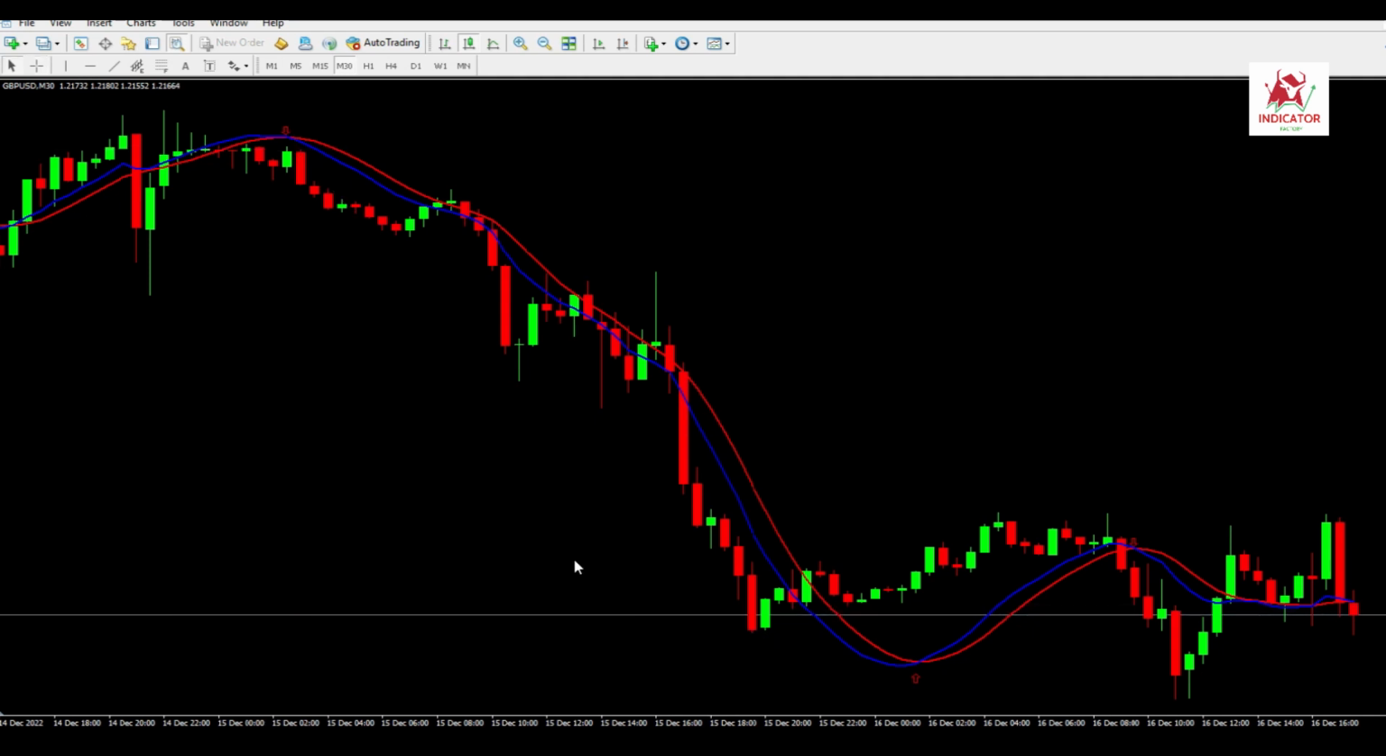Result. The trade went strongly in our favor direction and hit the profit target. The trade was closed with 110 pips profit.